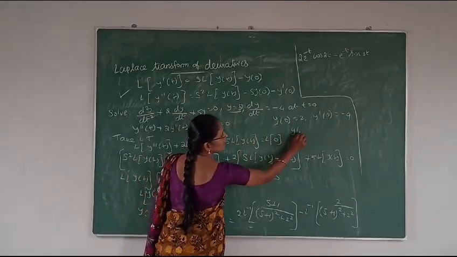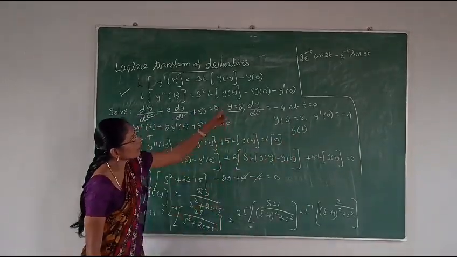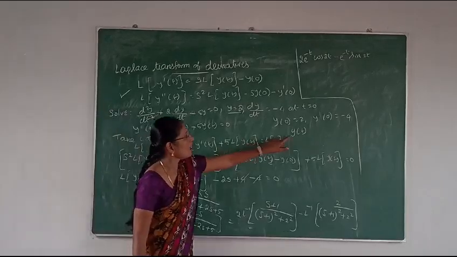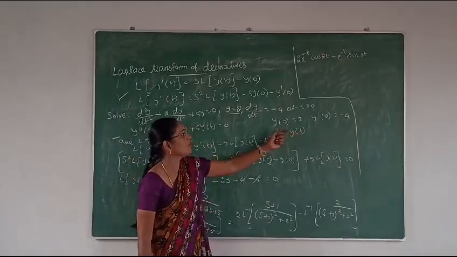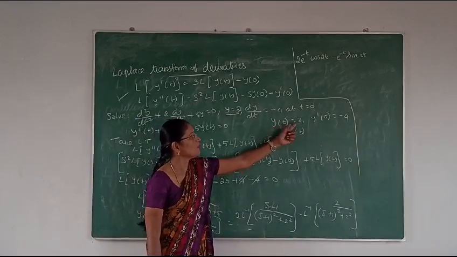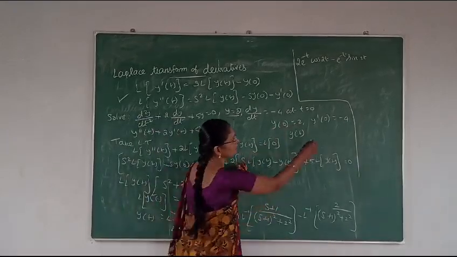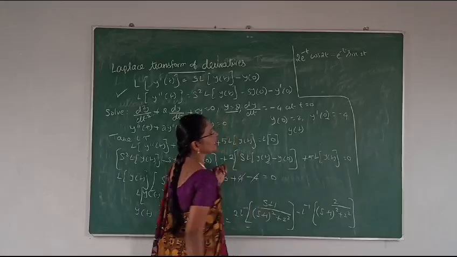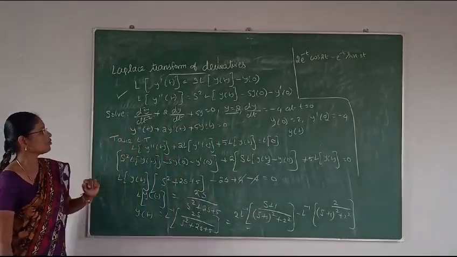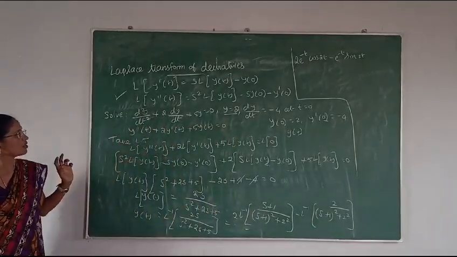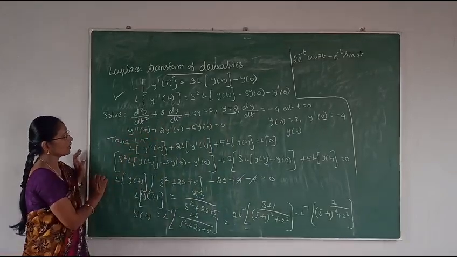We have y of t. This is the function we are going to find out finally. So at the time t equal to 0, the initial value y equal to 2, and at t equals 0, y dash is minus 4. So these two values we are going to substitute in our problem. So those are the boundary conditions.